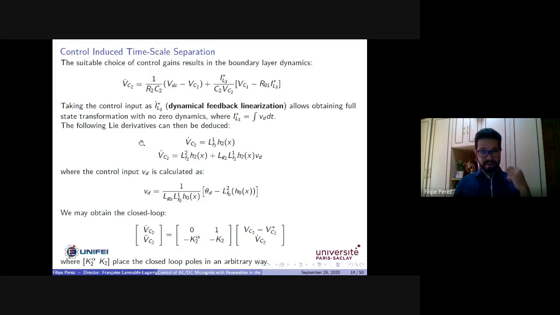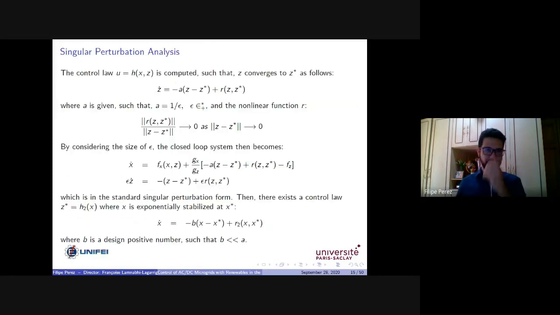So the lie derivatives can be deduced here to calculate the control inputs, where we obtain the closed loop dynamics for VC2, and the K2 and K2 alpha are chosen such that we assure the time scale separation of the voltage subsystem and the current subsystem. So the singular perturbation analysis.